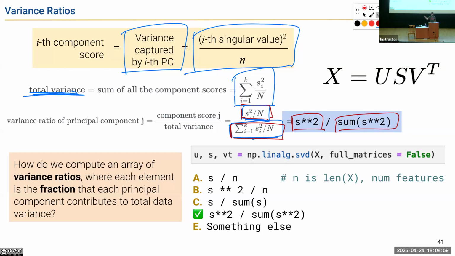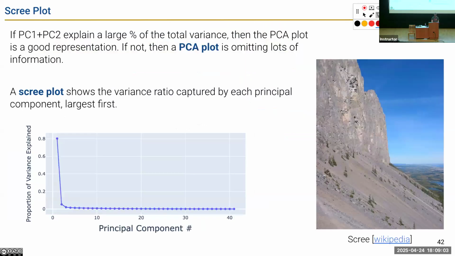Now, what can you do with this? Why is variance explained very useful? Using this information, you could make what's called a scree plot. A scree is a geological structure that looks like this out in the wild.